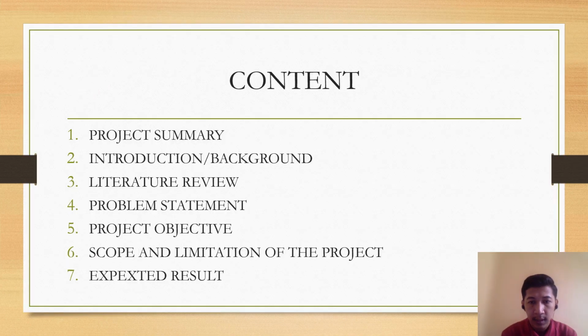Okay, next. Content in this presentation. One is project summary. Two is introduction or background. Three is literature review. Four is problem statement. Five, project objective. Six, scope and limitation of the project. And the last one is expected result.